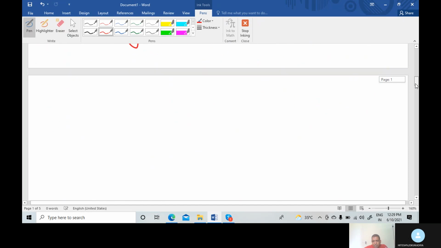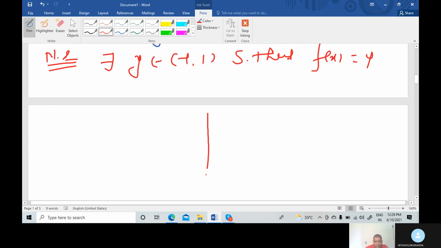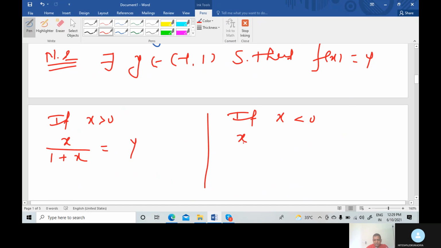Such that f(x) equal to y. Now here again two possibilities: if x greater than 0 and if x less than 0. If x greater than 0, then f(x) is x upon 1 plus x equal to y. And x less than 0, that means x upon 1 minus x is equal to y.